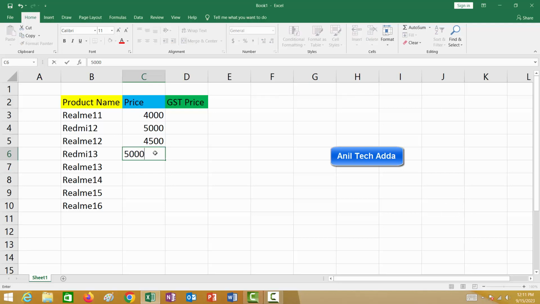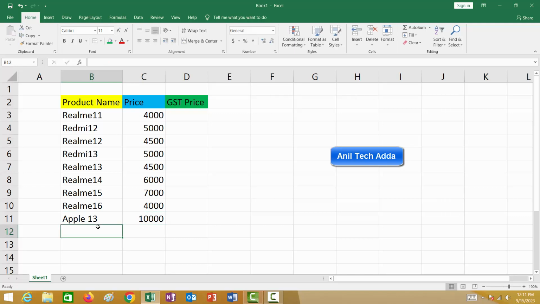something like this we have some products and prices. We also had some other products like Apple 13, which has a price of 10,000 rupees, and here are some products like Samsung. The product price is 8,000.